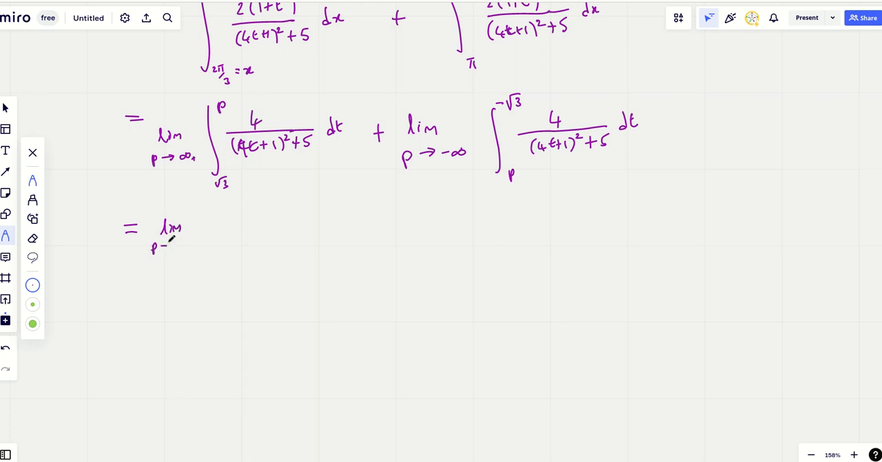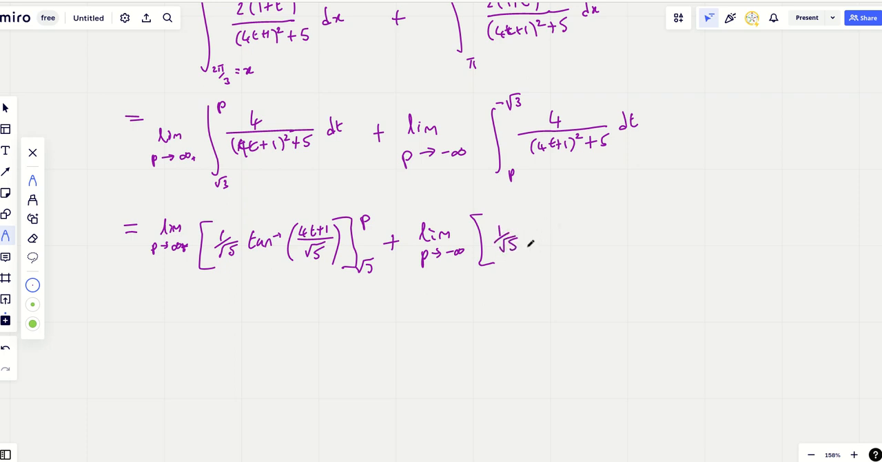So this is the limit as p tends to positive infinity of 1 over root 5 tan to the minus 1 of (4t plus 1) over root 5, between the correct limits of p and root 3, plus exactly the same, but for this one only slightly different, with negative infinity and different limits: 1 over root 5 tan to the minus 1 of (4t plus 1) over root 5.